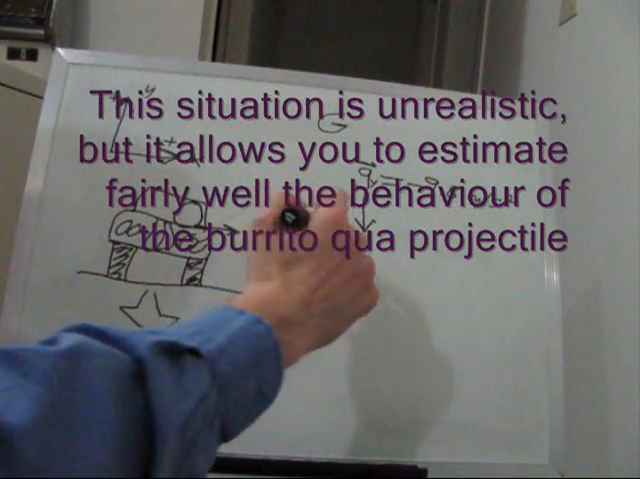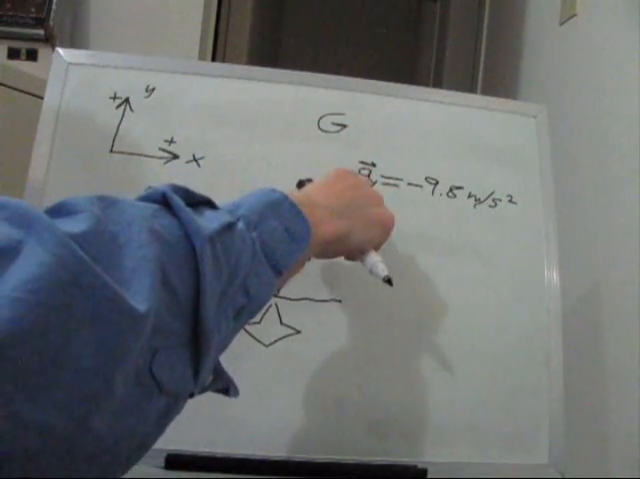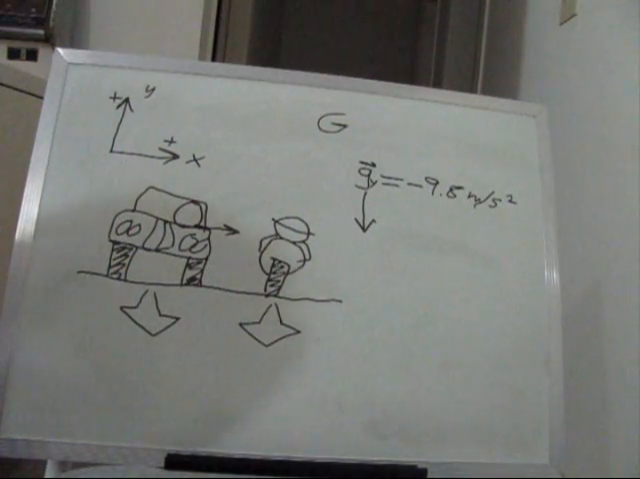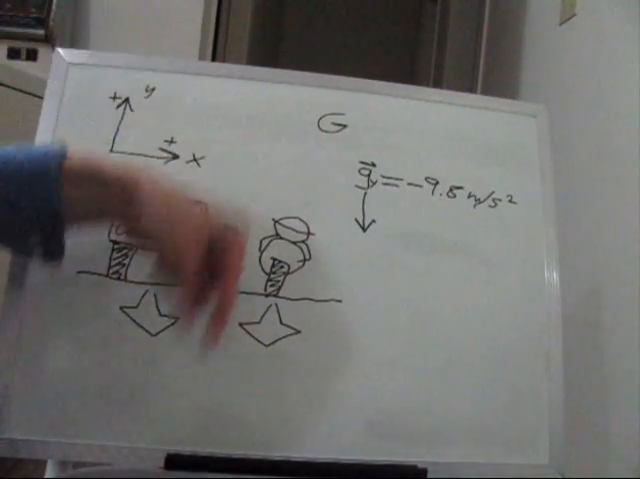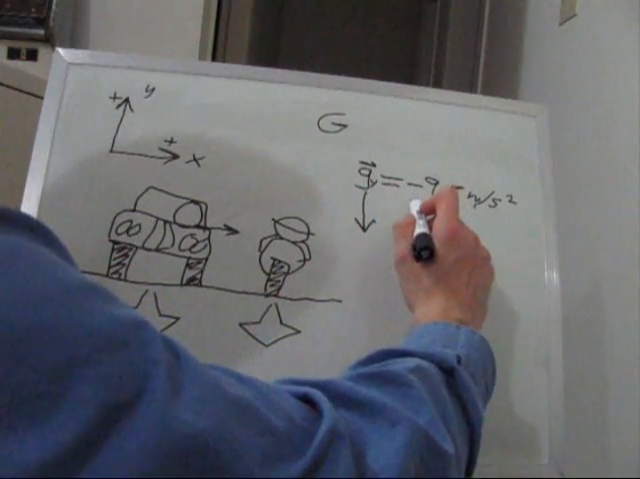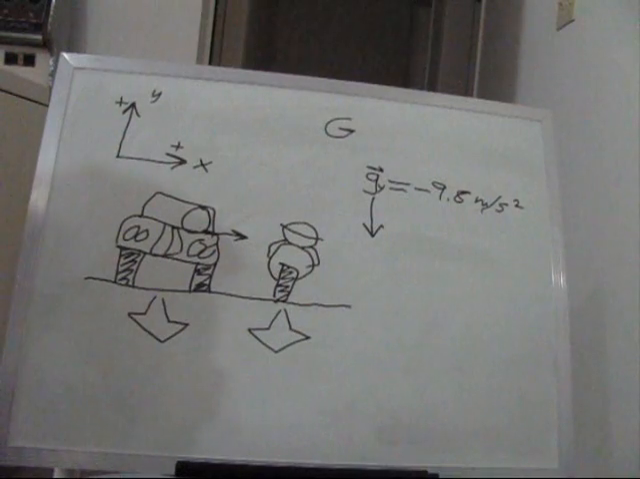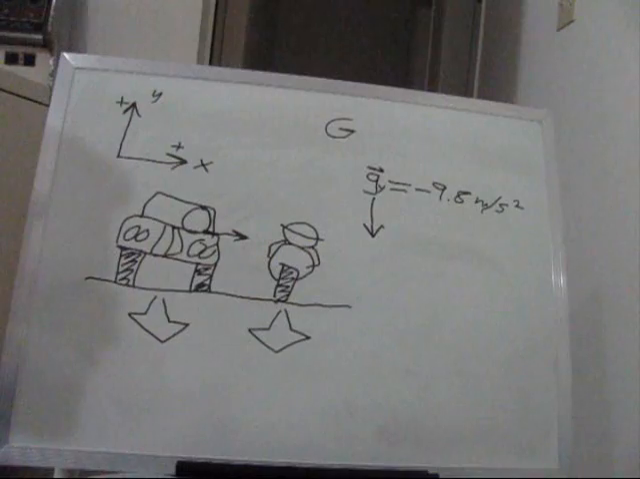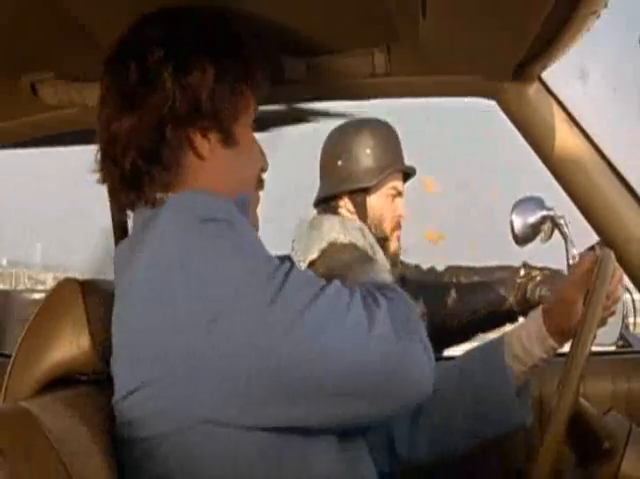Okay, so the only force acting on the burrito is the force of gravity, which causes the burrito to accelerate in the negative y direction at minus 9.8 meters per second squared. Or you could also say 9.8 meters per second squared in the negative y direction. We just like to write that as a negative number. A closer look at the burrito replay will help us get more data on this situation, which is our next step.